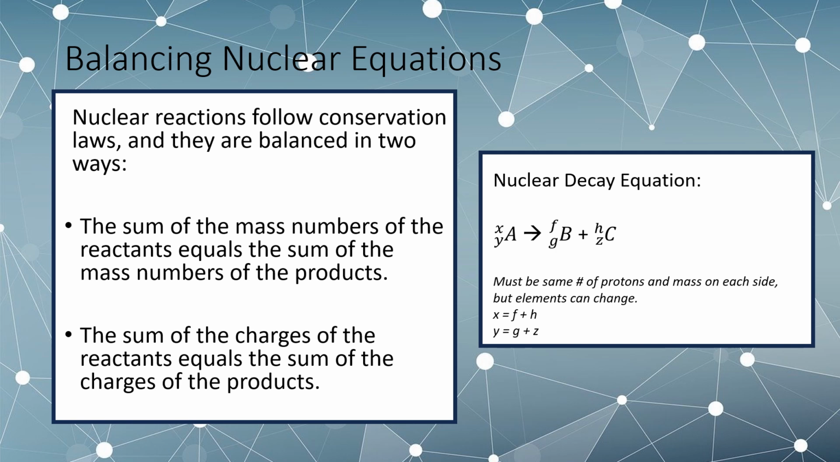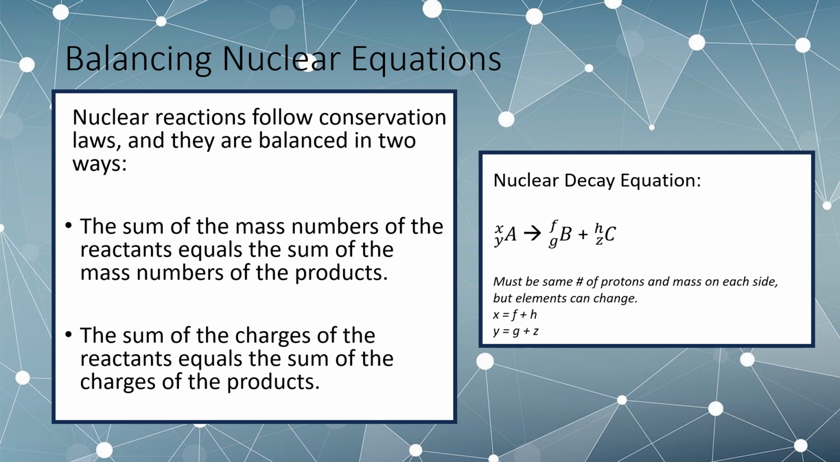The sum of the mass numbers of the reactants equals the sum of the mass numbers of the products. Now remembering our isotopic symbols, the top number, in these cases on the right here, the X, F, and H are our mass numbers, whereas the bottom numbers, Y, G, and Z, are the charge numbers. And the sum of the charges of the reactants also must equal the sum of the charges of the products. So if on the left-hand side we have X, and on the right-hand side we have F and H for our mass numbers, that means X must be equal to F plus H. For our charge numbers, our Y on the left-hand side must be equal to G plus Z on the right-hand side.